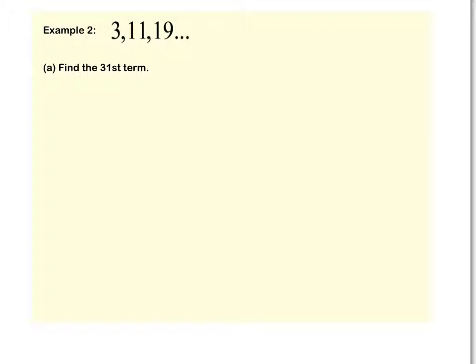Okay, similar question here. This says find the 31st term. So this one doesn't specifically tell us to first write a formula, but we're still going to. So Tn equals T1 plus n minus 1 times D. T1 is our first term, so we know that that's going to be 3. And then D is that common difference. I can see that between each set of terms here, I'm adding 8. So we'll plug in 8 for that.